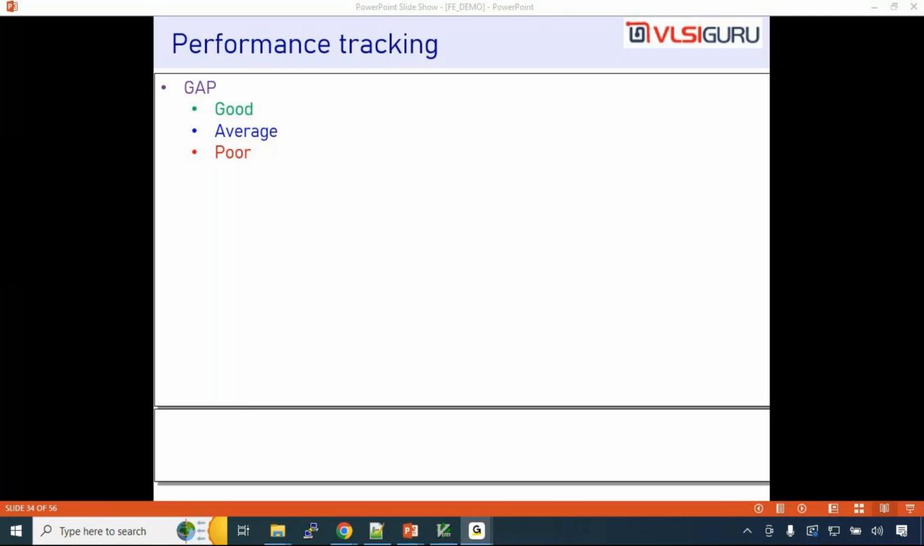Okay. How do we map? How do we say someone is good, average, or poor? We have a criteria, like 50% of focus is on the assignments. If you do assignments properly, that amounts to 50% of your performance.